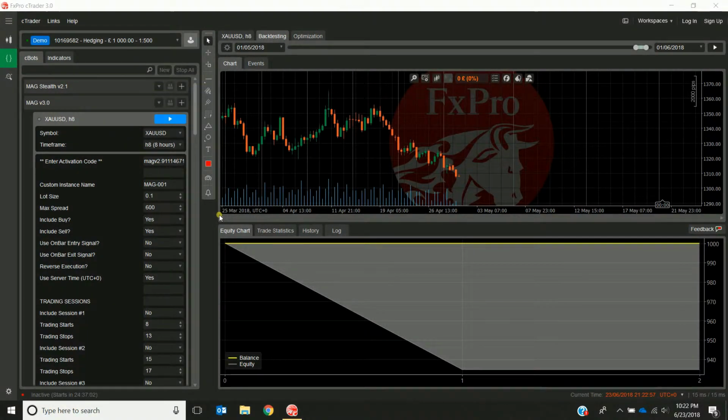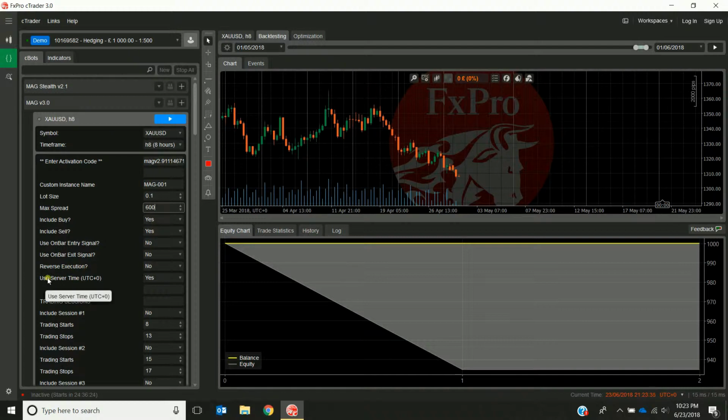I'll quickly run through the parameters that I have set up here. So we've got a gold versus the dollar pair set up here on an 8-hour time frame. This is using a £1,000 demo account, as you can see at the top, so the lot size is safely set to 0.1. We've increased the spread to 600 to catch all of the trades, no matter what the spread is doing on the platform. We're including both buy and sell directions on here to catch both buy and sell trades.